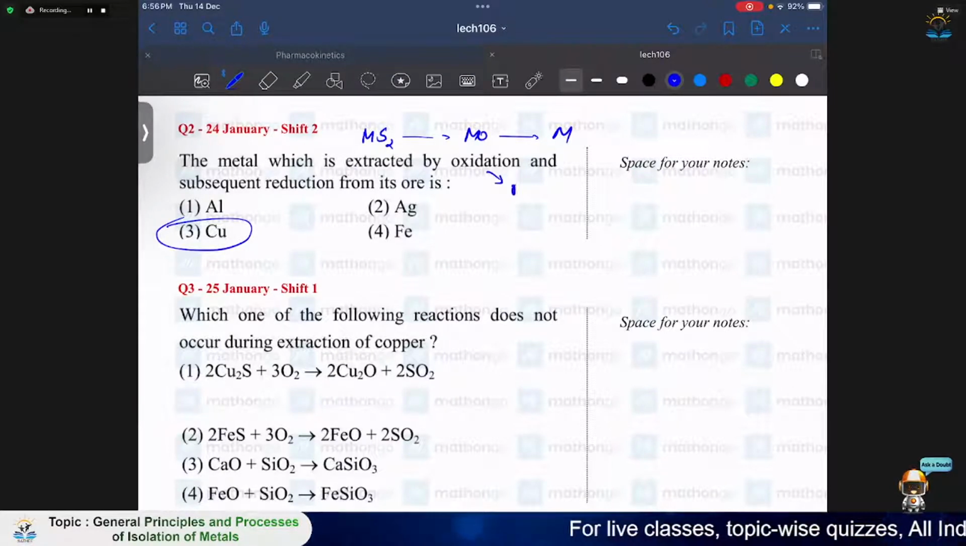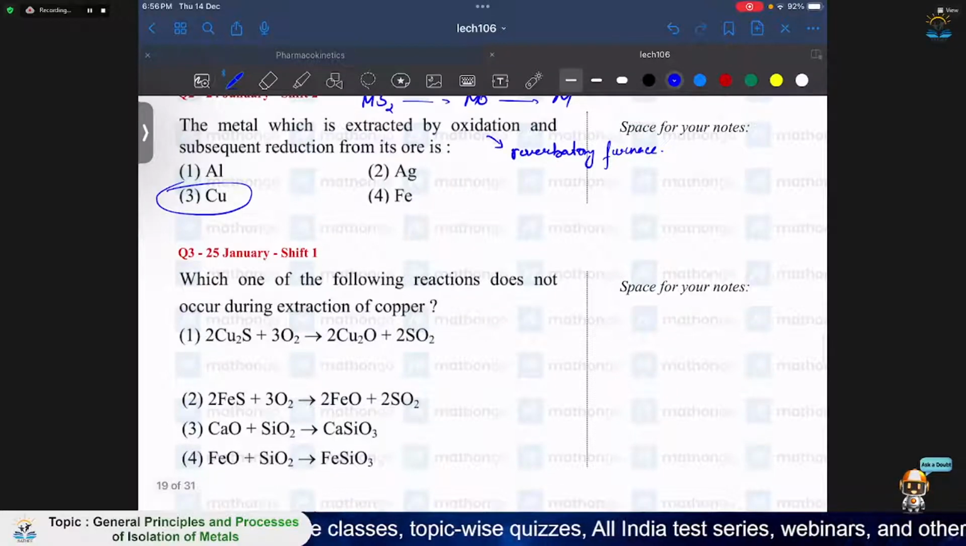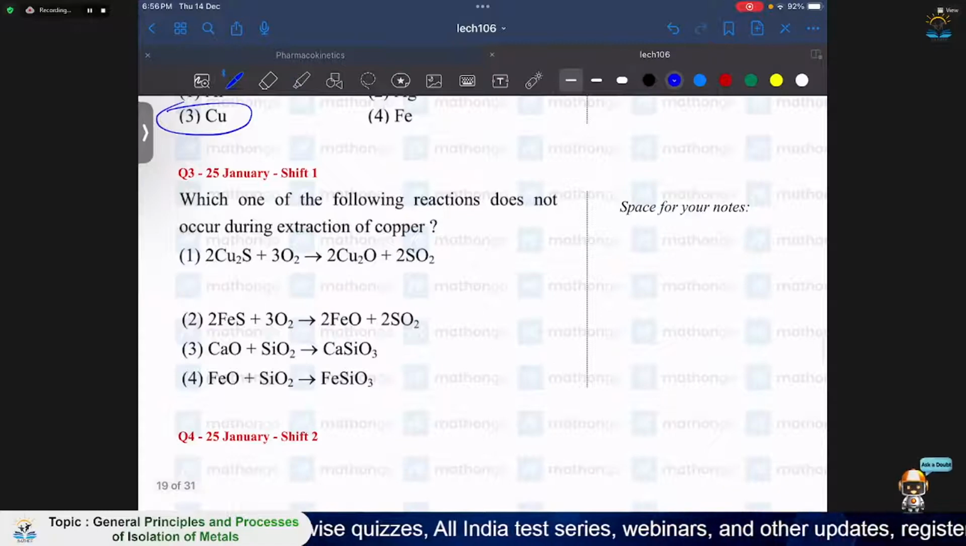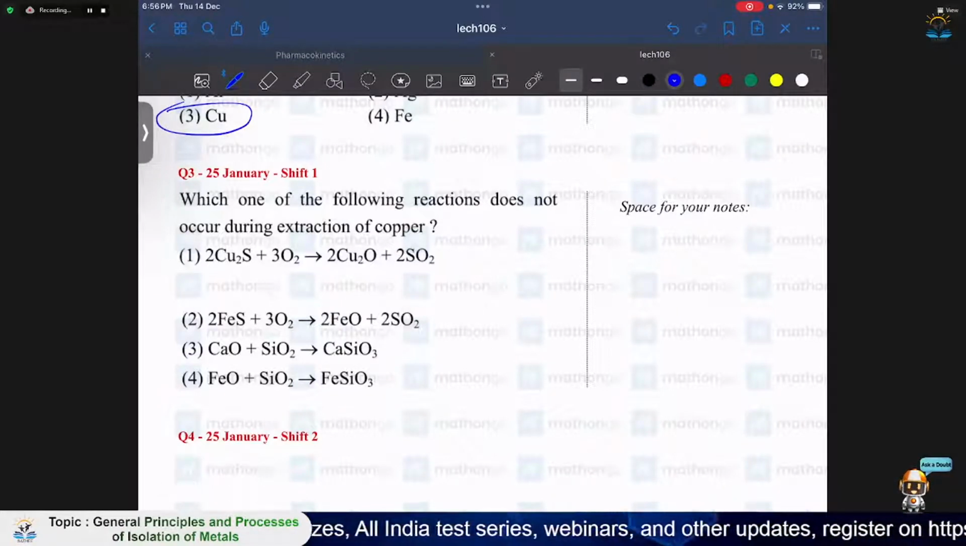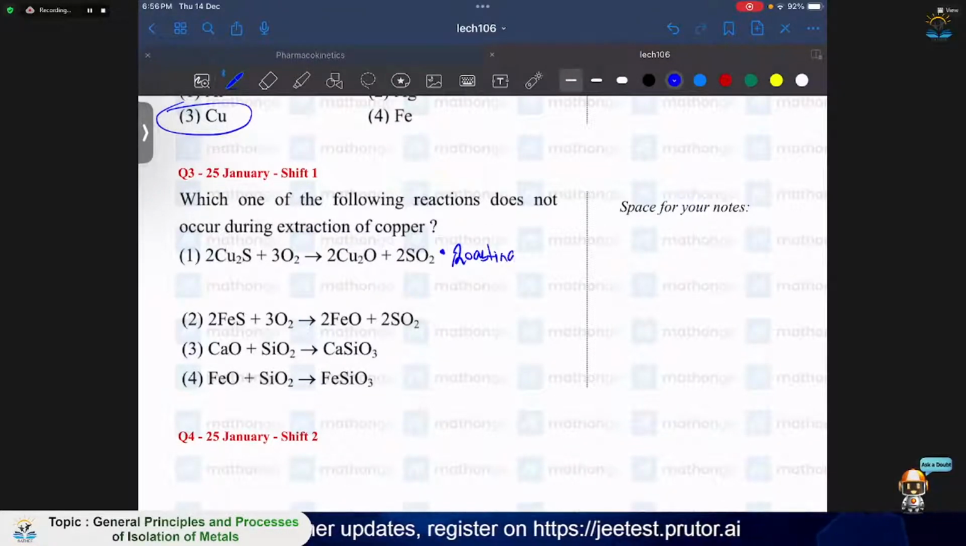So oxidation is done in what? Reverberatory furnace. Then, which of the following reactions does not occur during extraction of copper? Let us see if we can solve this. First reaction, Cu2S plus oxygen gives Cu2O plus SO2. Okay, I think this is roasting. FeS plus oxygen gives FeO plus SO2.